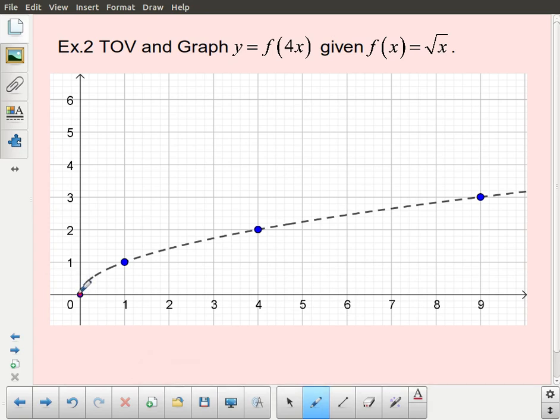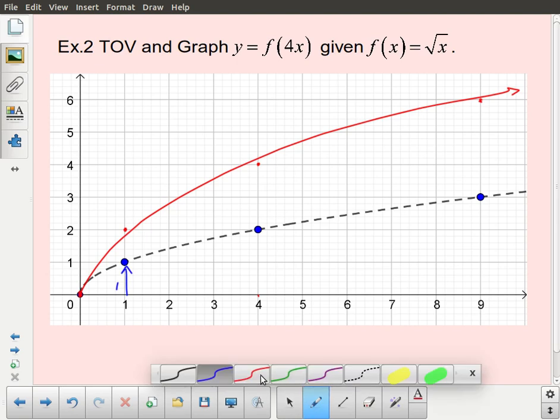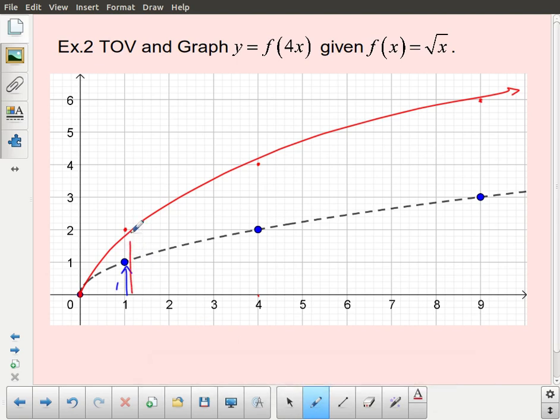So (0, 0) is still a point. At 1, I used to have a point at (1, 1), but now I have a point at (1, 2). At 4, I used to have a point at (4, 2), but now I have a point at (4, 4). And at 9, I used to have a point at (9, 3), and now I have a point at (9, 6). And I do my best to draw a nice smooth curve through those points. And if you take a look at this, it is very tempting to look at this in terms of a vertical transformation. The distance from here to here used to be 1, and now I can see that the distance from here to here is 2.